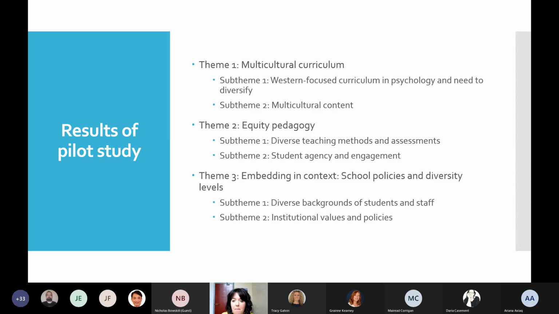The second main theme mapped onto one of Banks's key ideas, that of equity pedagogy, and this also had 2 sub-themes. So one was in reference to diverse teaching methods and assessment, and the other was around student agency and engagement. The third theme was about embedding of multicultural education in the school context, which was divided into the sub-themes of diversity of the staff and student body, and the school's institutional values and policies in terms of equality, fairness, cultural diversity and gender.